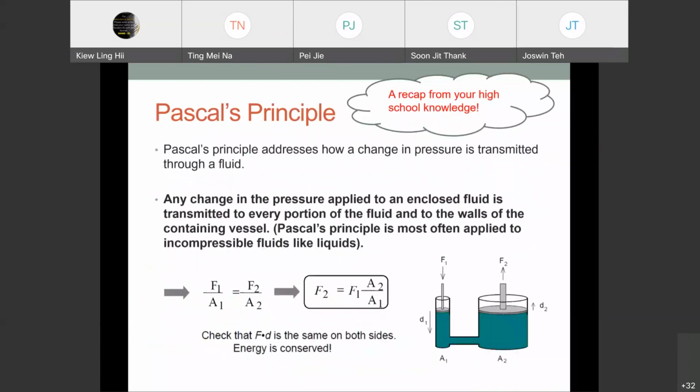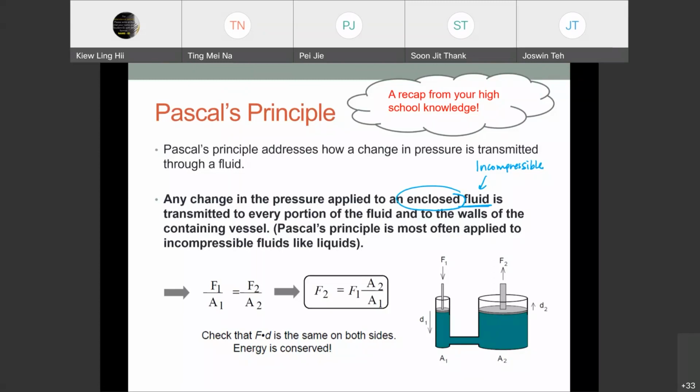Okay, so Pascal, you also have learned it in your high school. What does Pascal say? It says that a change in the pressure applied to an enclosed fluid must be applied to enclosed fluids, and these fluids must be incompressible fluids. What is incompressible fluids? It means you cannot squeeze it anymore.